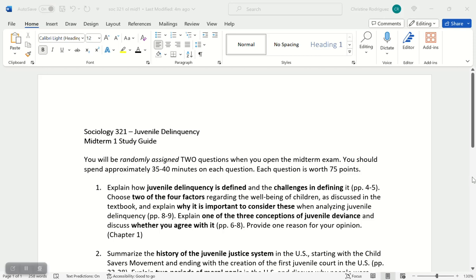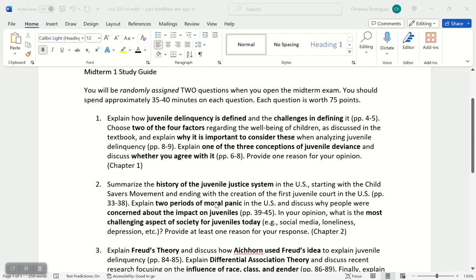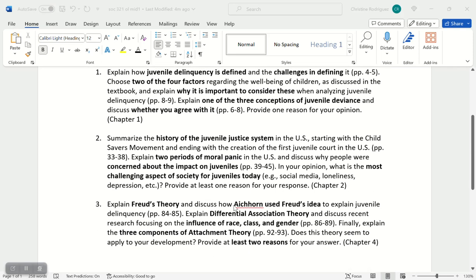Okay, everyone, this is an overview of the midterm study guide. You'll notice that there are only 3 questions this time. Don't get excited, next time there will be 4. But for this first one, there are only 3 questions, and you will be randomly assigned 2 of these 3. Remember, random, you do not get to choose, so make sure you study for all 3 of these.